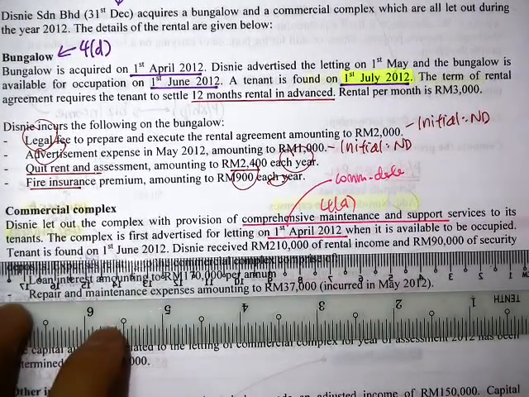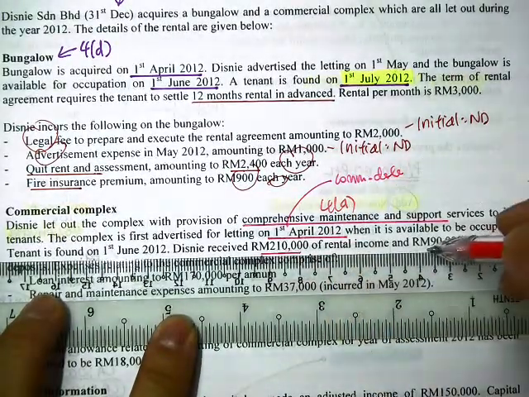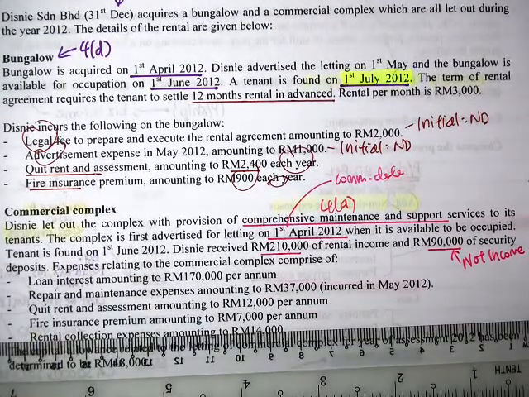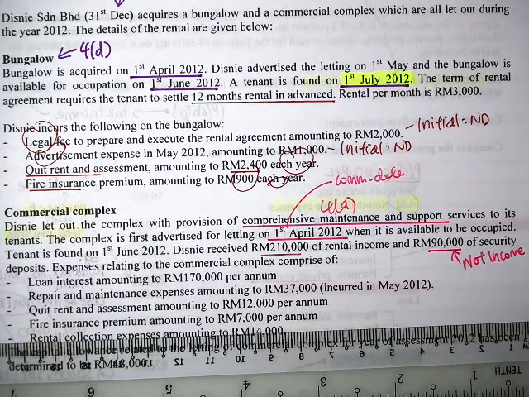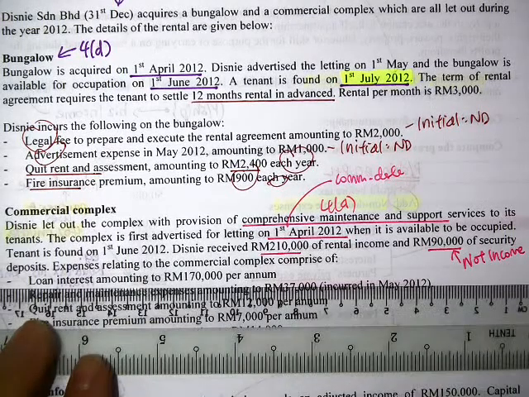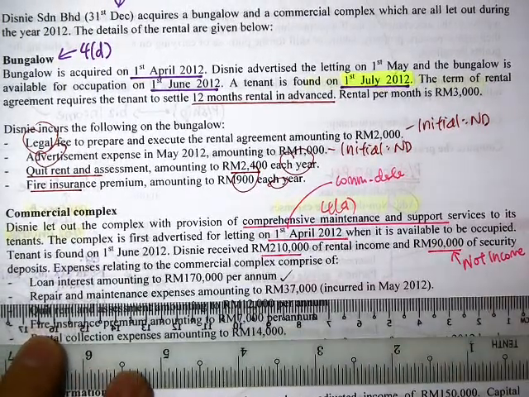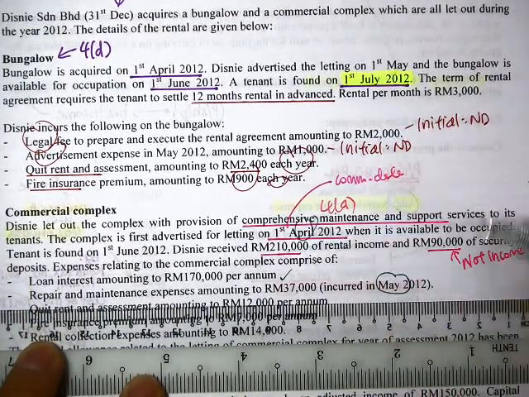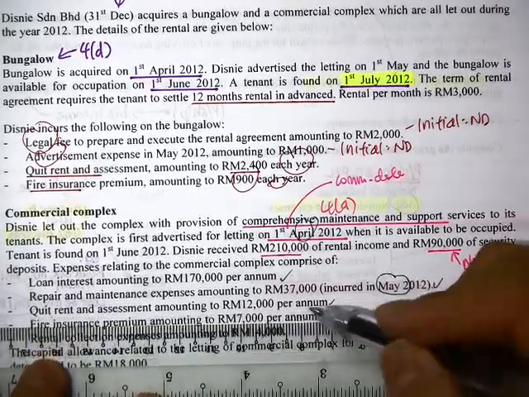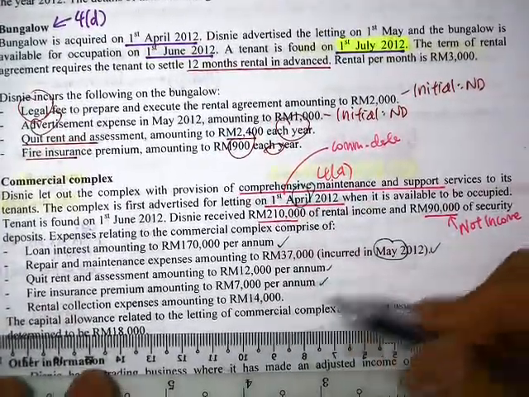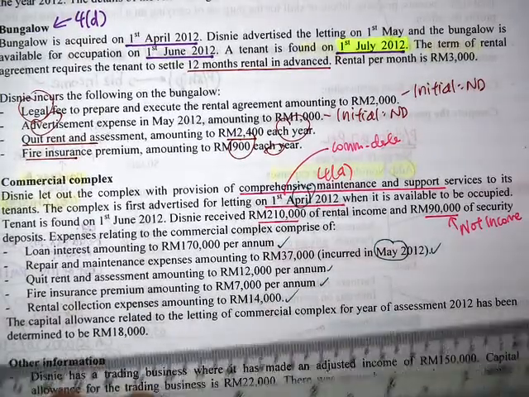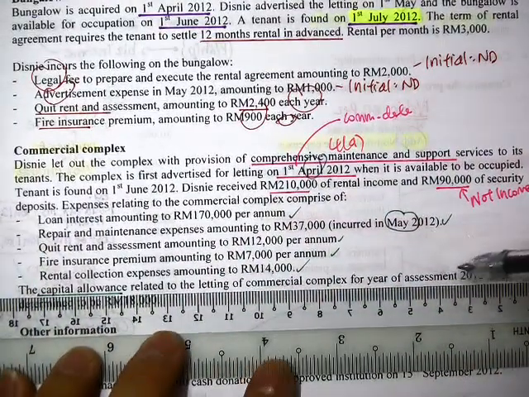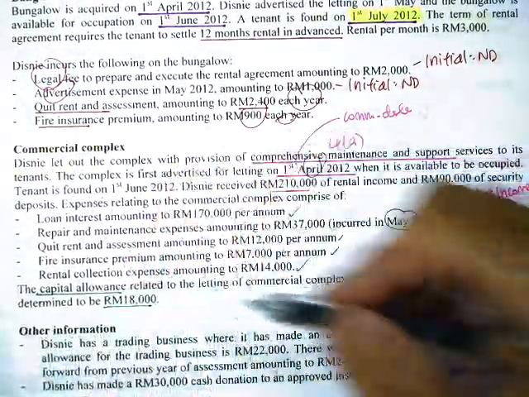Now Disney received 210,000 rental, 90,000 deposit. That's not an income, okay? So it's subject to refund. You don't tax this. And now they've given us the interest, which is per annum. So 170,000, and then repair and maintenance is incurred in the month of May. Now the commencement date is April, so you can claim this. Quit rent assessment is per annum, so you have to apportion fire insurance plus rental collection expenses. Now the capital allowance, since this is 4A, they tell you capital allowance for this complex is 18,000. You're going to claim that.